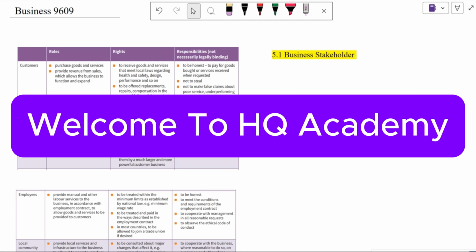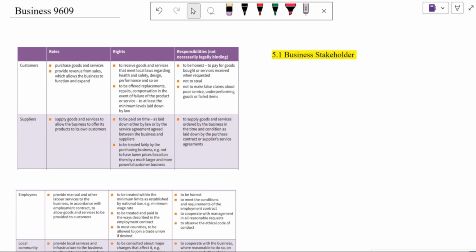Stakeholders in a business. So far, we discussed two different terminologies: stakeholders and shareholders. The shareholders were specifically those people who were buying shares from your organization, while the stakeholder is a broader perspective.